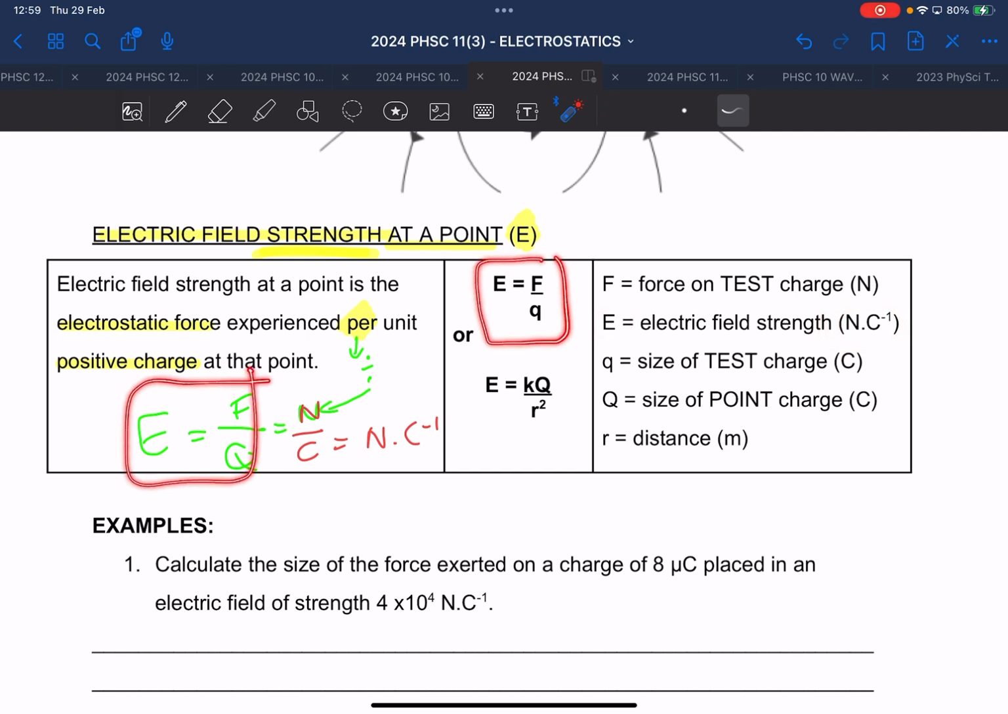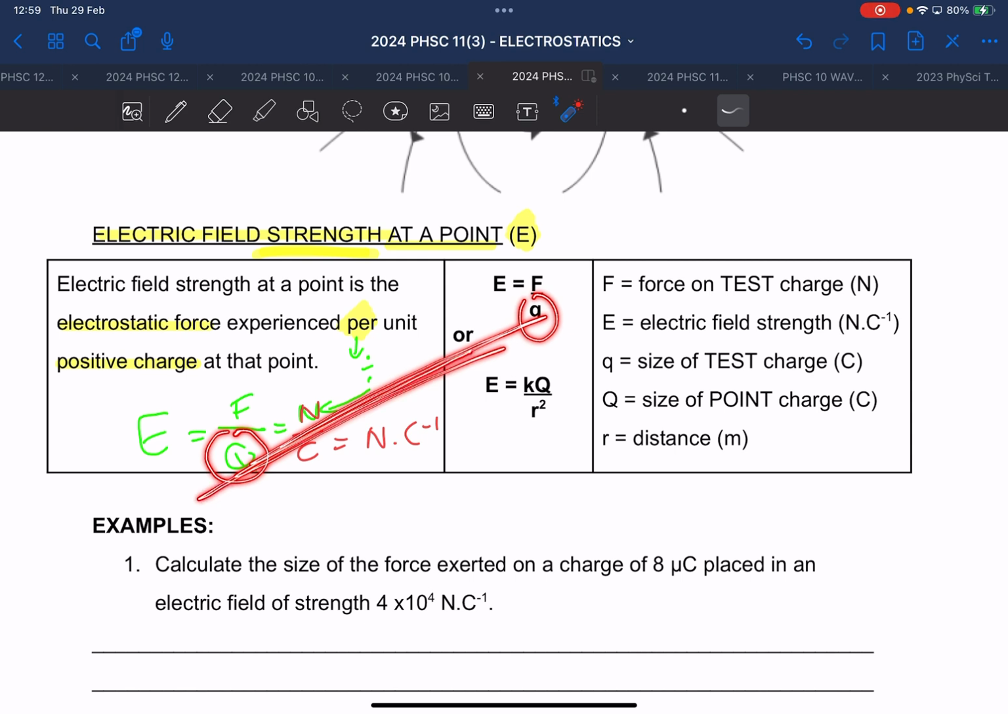So I've said this before, there is a formula that helps you remember the definition. Because electric field strength is the force per positive charge. Here's a lowercase q, here's a capital Q, you can interchange the two. Lowercase actually just means test charge and big one means point charge, but they won't deduct if you change it, capital or lowercase. Alright, so we have this formula.